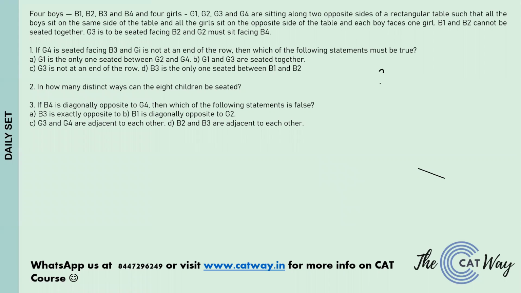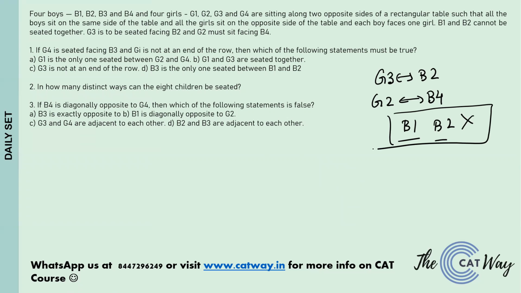Okay, so we'll write this info that G3 is facing B2, and it also said G2 is facing B4. So these are the two conditions that we have been given. Also, B1 and B2 cannot be seated together. B1, B2, this is not possible. Cool. Let's move ahead. So we can directly move towards the questions now.